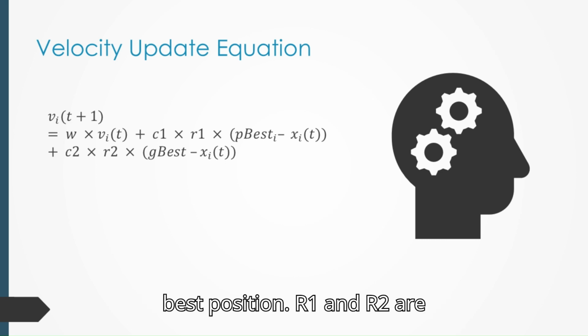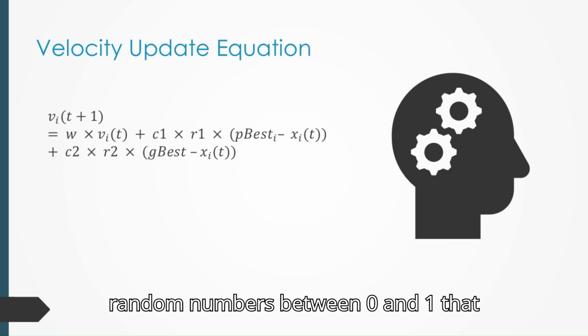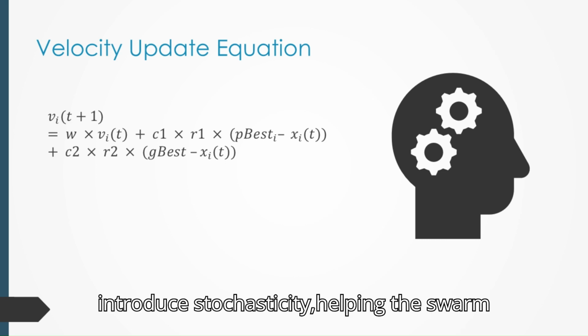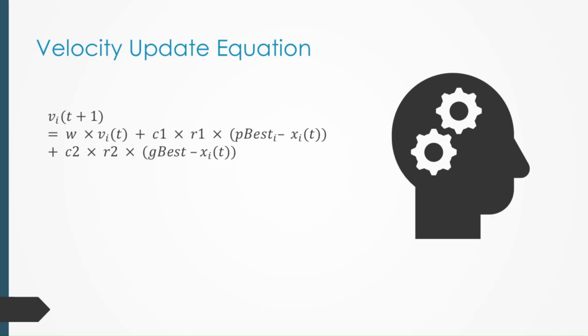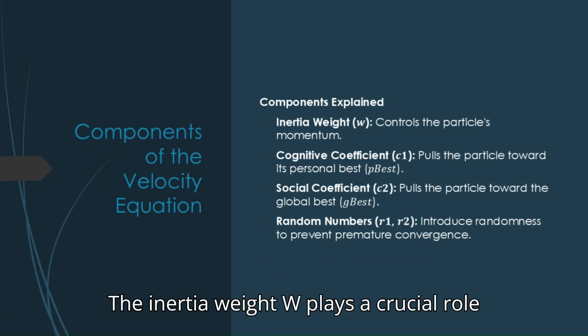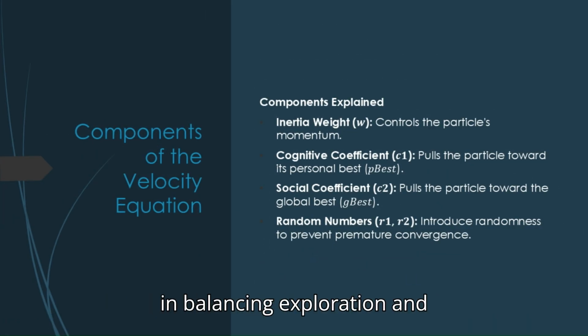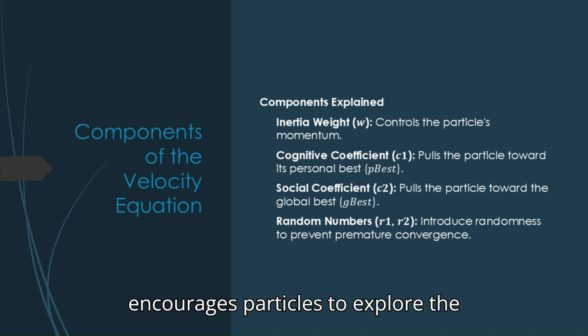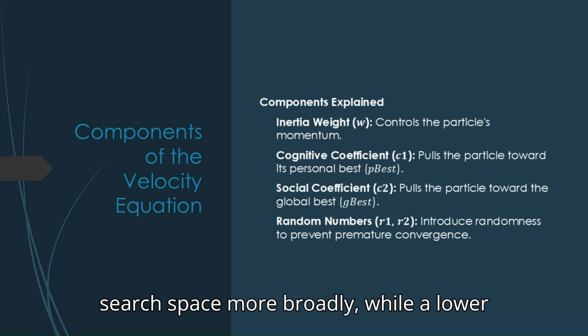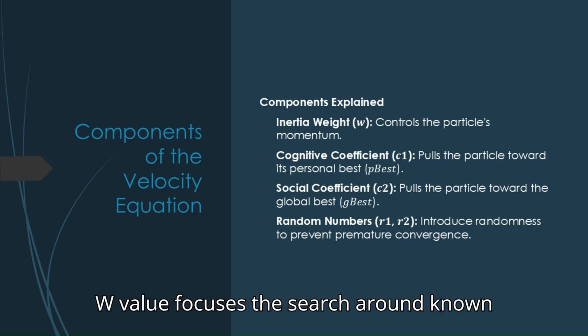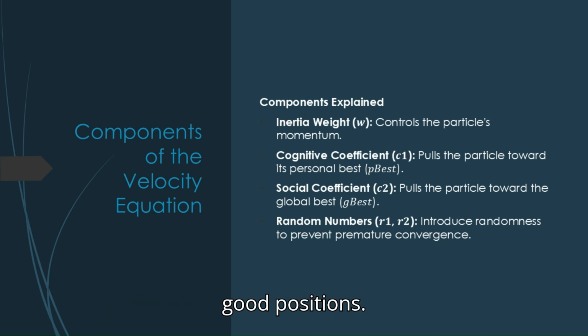R1 and R2 are random numbers between 0 and 1 that introduce stochasticity, helping the swarm explore new areas. The inertia weight W plays a crucial role in balancing exploration and exploitation. A higher W value encourages particles to explore the search space more broadly, while a lower W value focuses the search around known good positions.